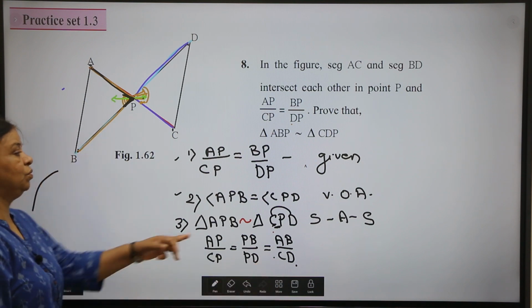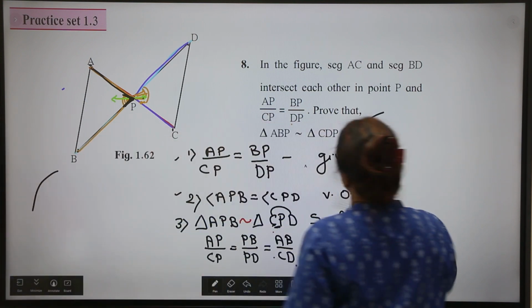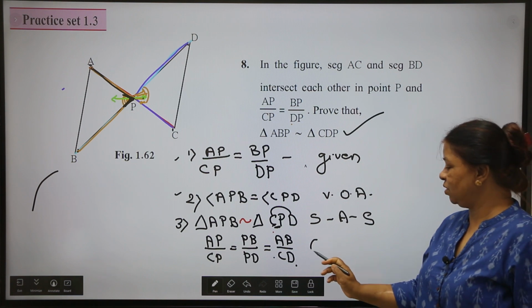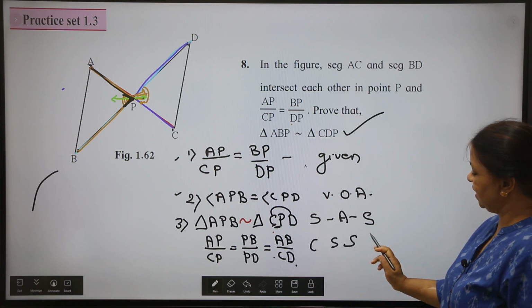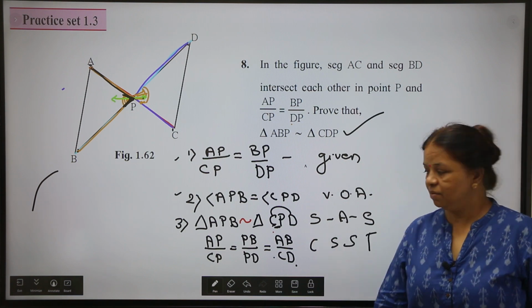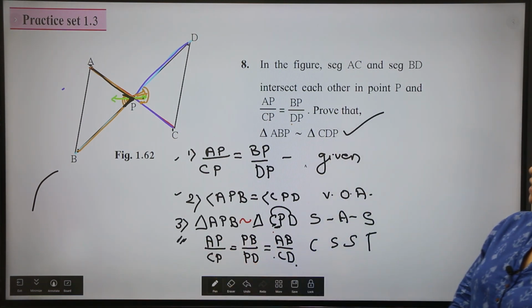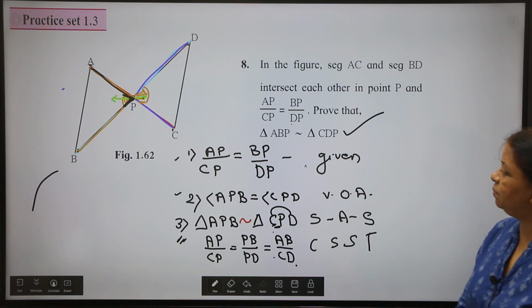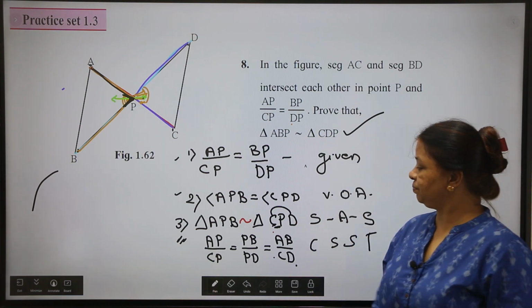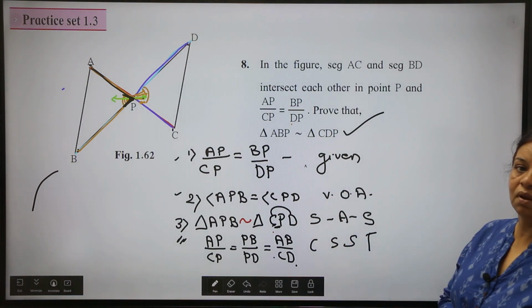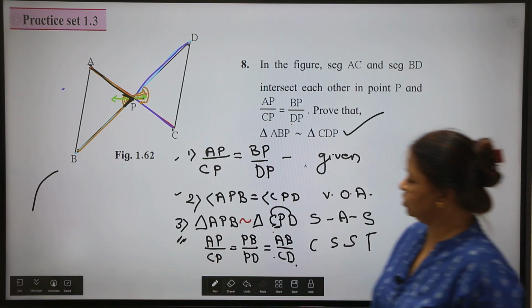We only wanted to prove triangles are similar. That's all, it is done. But this is corresponding sides of similar triangles. As a practice you can write it. But up to here only you should write, hence proved that two triangles are similar. APB is similar to CDP. Now let us go for the next question.